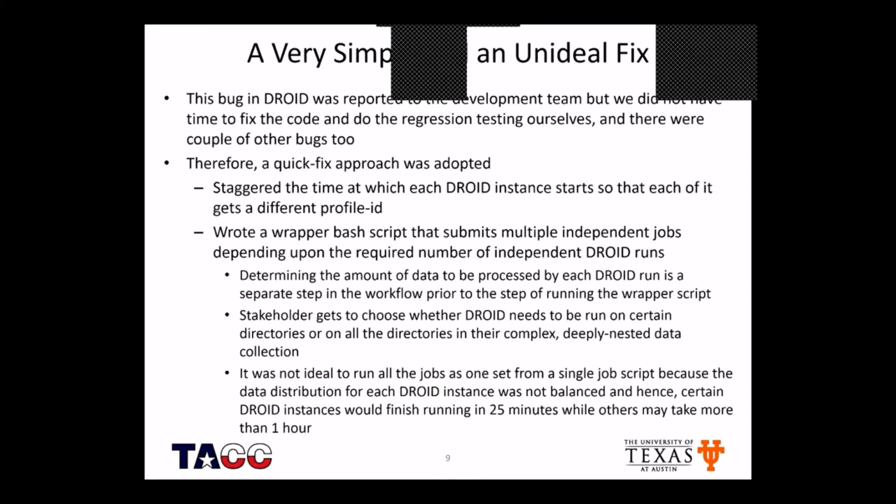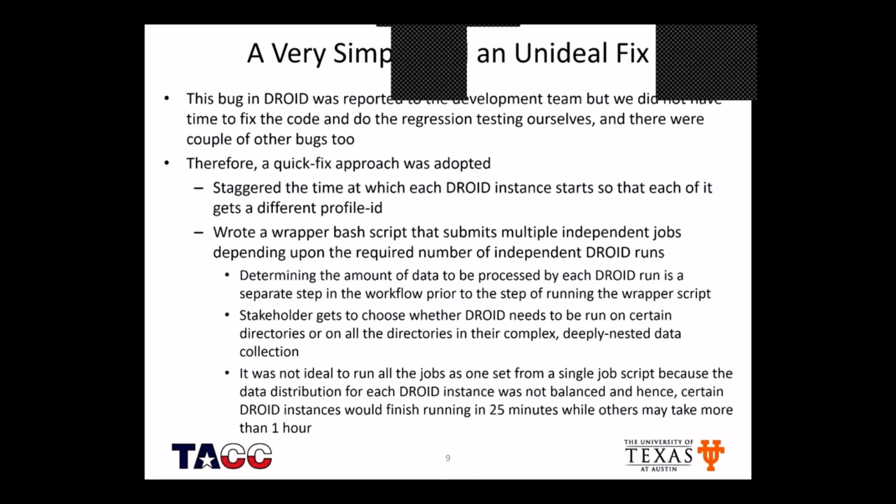So what we did was very contrary to what a high-performance computing specialist would do. Instead of speeding up the process, we staggered it a little bit. So after finding this bug and a few other bugs in Droid, we reported it to the development team, but they were stretched thin on their time to make the fixes, and we were stretched thin on our time to fix the code ourselves and do the regression testing.